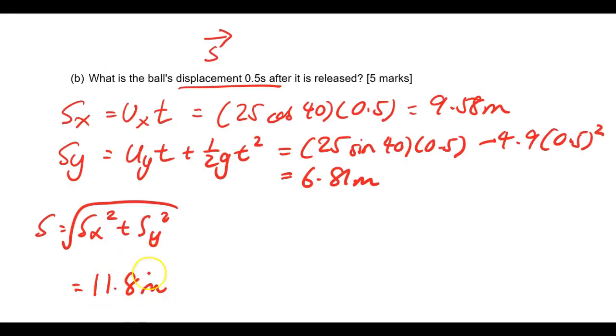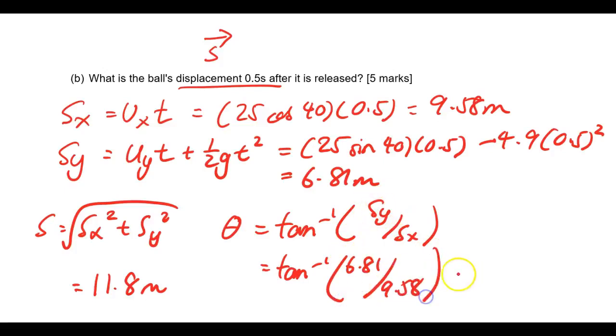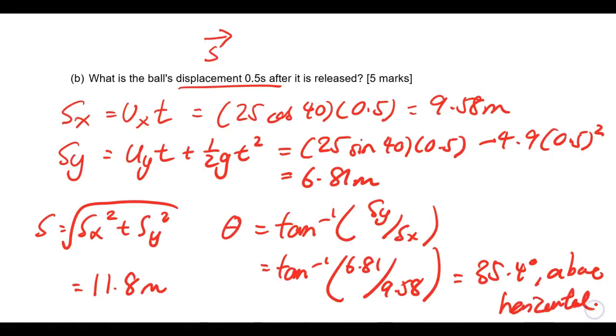So this is 11.8 meter, and the rest, how about the angle? Because it's the vector, you have to tell me the angle here, the direction. You can use the inverse tangent. Okay, and in this case Sy over Sx. Take note that if both terms are positive, especially on Sy, you can safely know that this angle is above the horizontal. Sy is 6.81, my Sx is 9.58. I have the answer 35.4 degree above the horizontal. So do give me the full description.